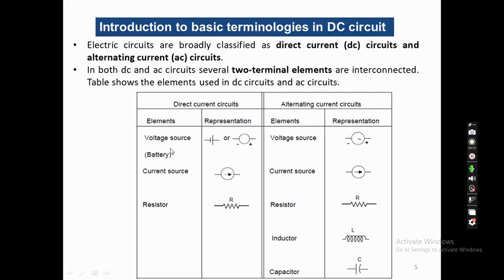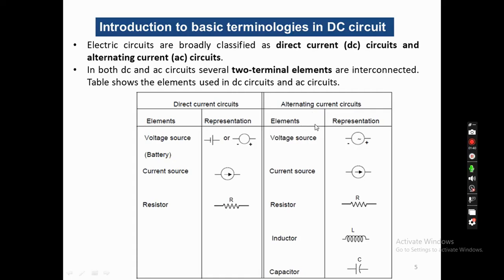First we will see the voltage source, or we can call it a battery, which is represented by a small line followed by a long vertical line, where the small line represents the negative terminal of the battery and the longer line represents the positive terminal. The same can be represented using a circle also.